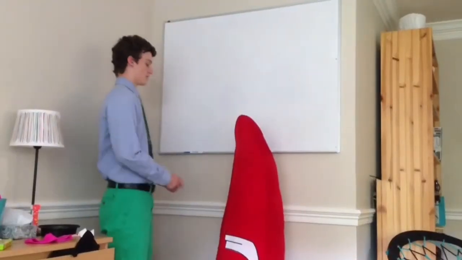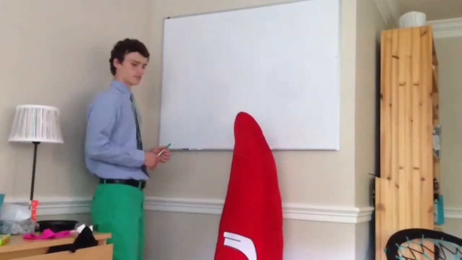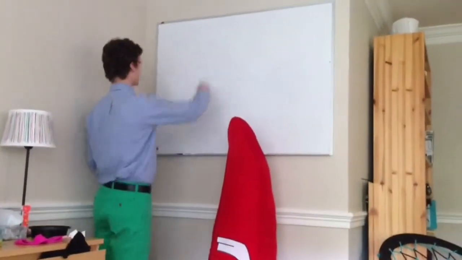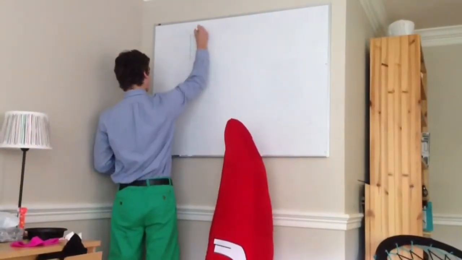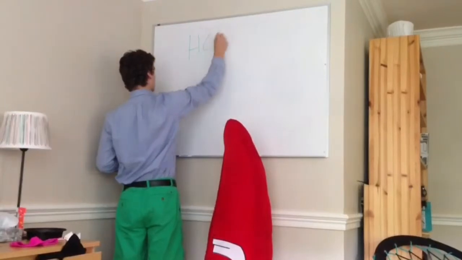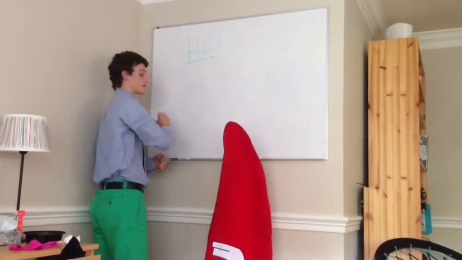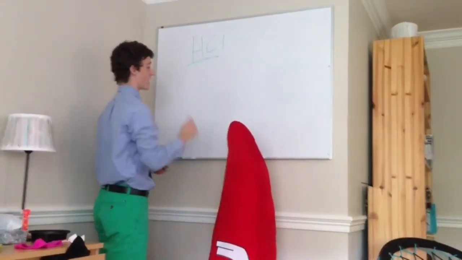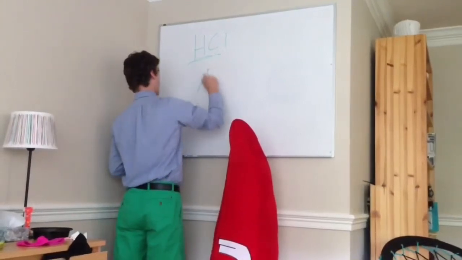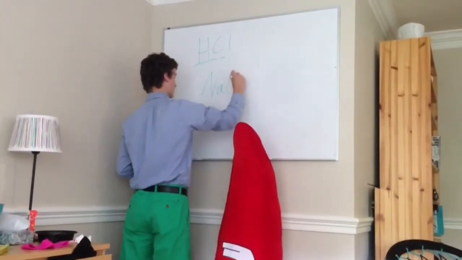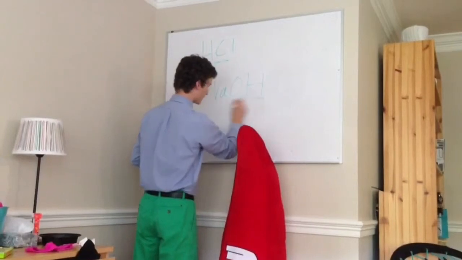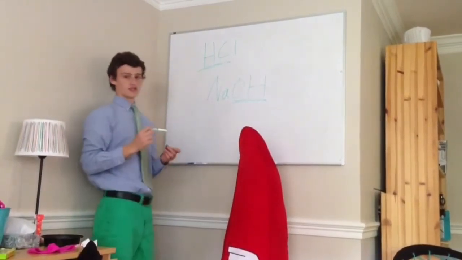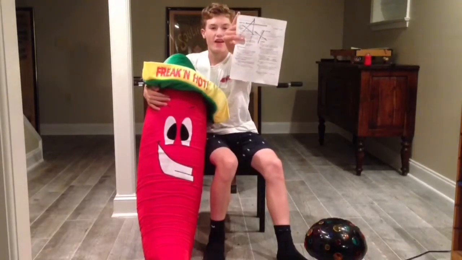Let's talk about acids and bases. An acid always has a hydrogen ion with it. So let's say hydrochloric acid, which would be HCl, a hydrogen acid. And then a base always has a hydroxide ion. So NaOH, which would be sodium hydroxide.